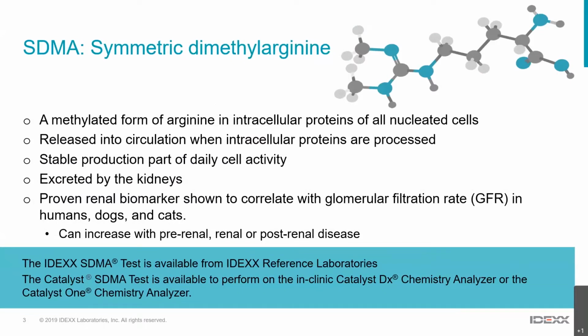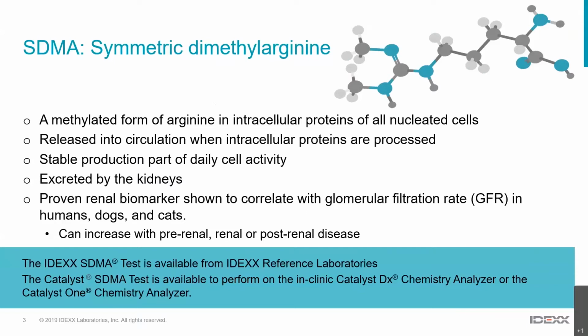It is not bound to protein in plasma, it is freely filtered by the glomerulus, and it is not secreted or reabsorbed by the tubules. Therefore, it is an excellent marker of glomerular filtration rate, or GFR. GFR is the gold standard for measuring kidney function. As a biomarker for GFR, anything that makes our patient's GFR decrease will cause SDMA to increase. Thus, we can see increases in SDMA with pre-renal, renal, and post-renal disease.